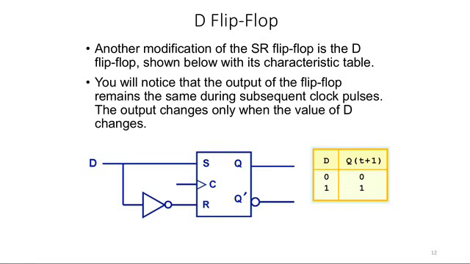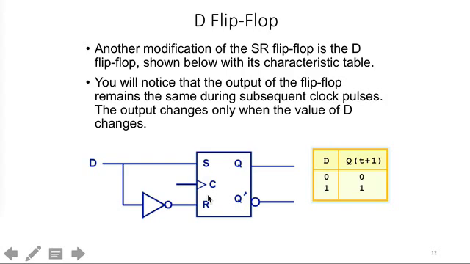So the next sequential logic circuit is the D flip-flop. Basically, the D flip-flop is another modification of the SR flip-flop, with the structure and the characteristic table as shown below. From the characteristic table, we can see that the output of the D flip-flop remains during the subsequent clock pulses. The output changes only when the value of D changes.